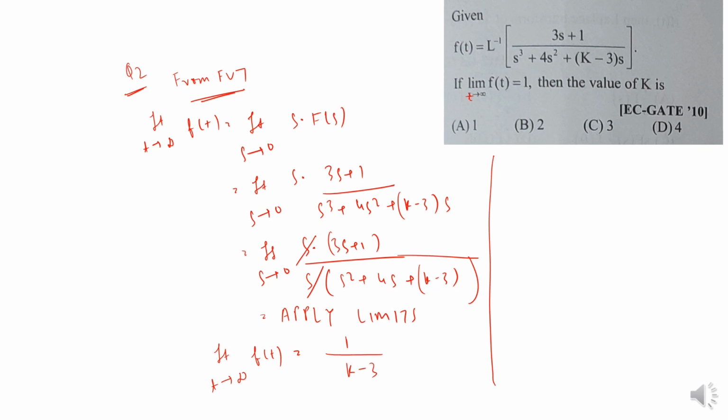Now what is given? The limit t tends to infinity of f of t is equal to 1, therefore 1 by (k minus 3) is equal to 1. So k minus 3 is equal to 1, and k is equal to 4. Option D is the correct answer.